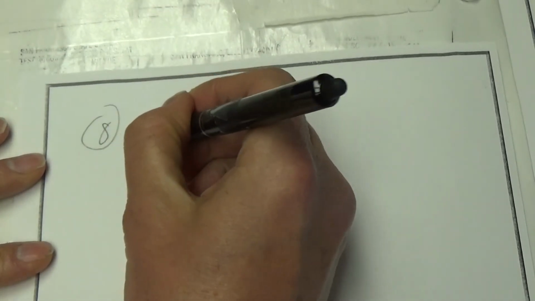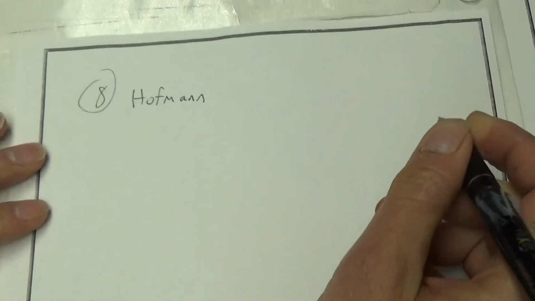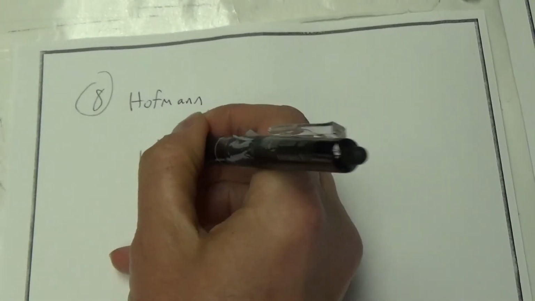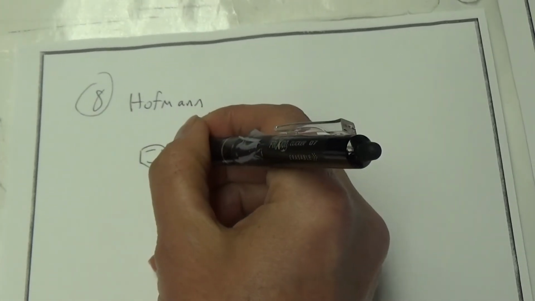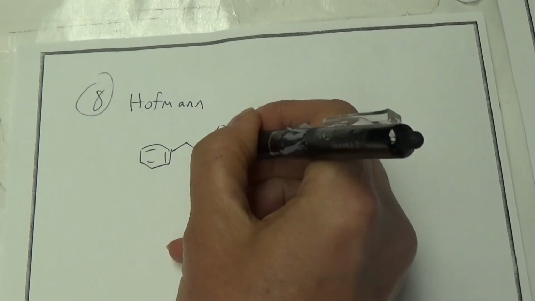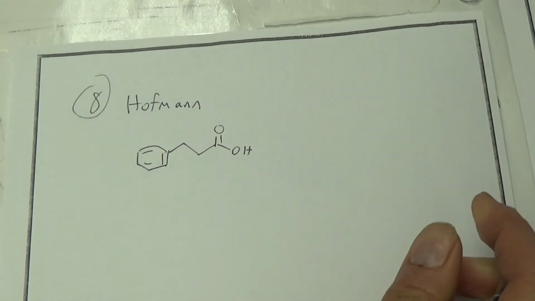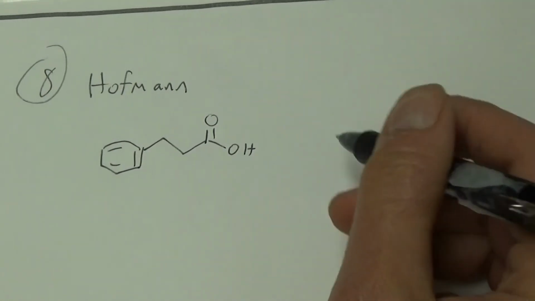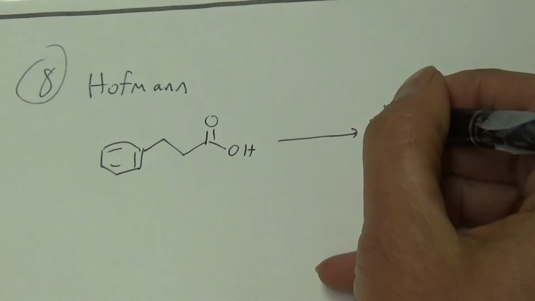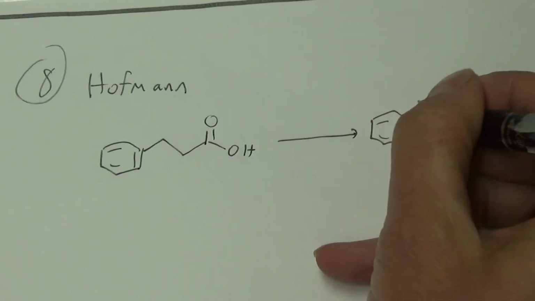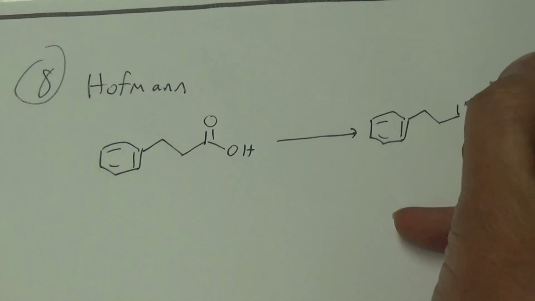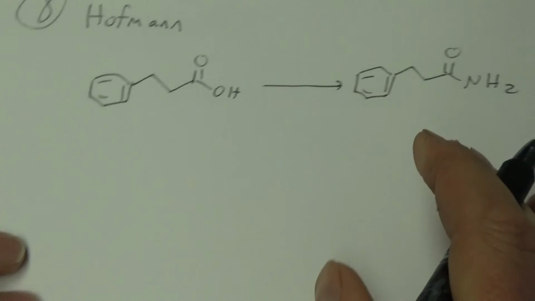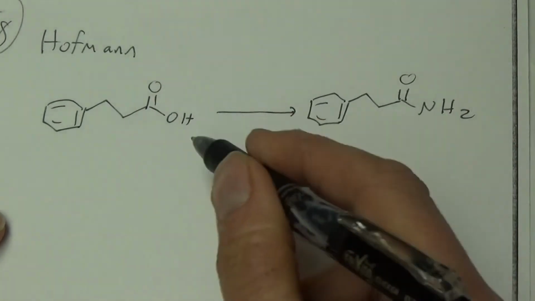Alright, Hoffman. Let's just show an example of it, just to see how this actually works. Benzene, alright, I'm going to do the Hoffman on this molecule. However, that's not the substrate for the Hoffman. The Hoffman's got to be a primary amide. So how do we make a primary amide? We have to first make a primary amide, right? And then we'll review how to do that.